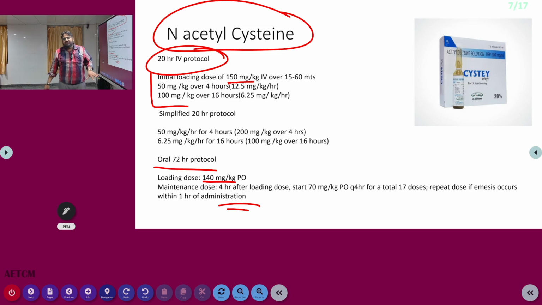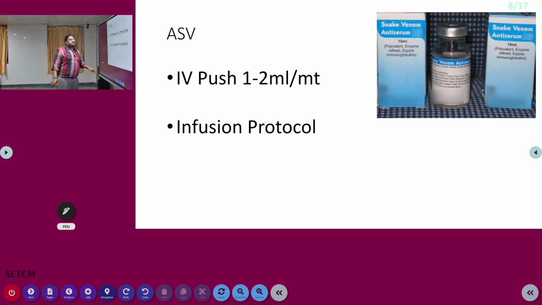So when to give N-acetylcysteine? Whenever you have a paracetamol overdose and you are plotting it on the Rumack-Matthew nomogram and it is above the treatment level, you can start N-acetylcysteine. But in certain circumstances, you don't have availability of a serum paracetamol level, and you are pretty sure that the patient has taken a toxic dose. Without any delay, you can start N-acetylcysteine. So that is regarding your N-acetylcysteine.